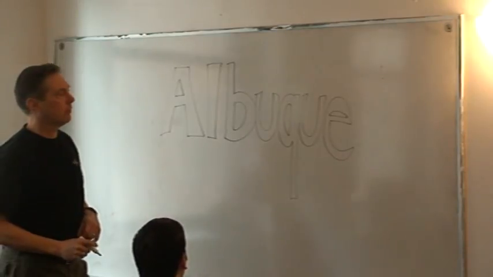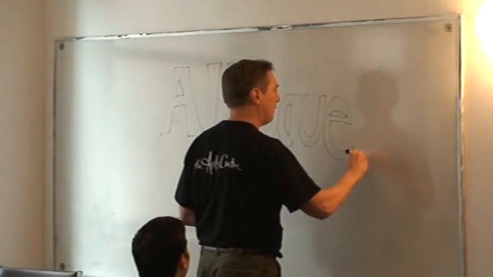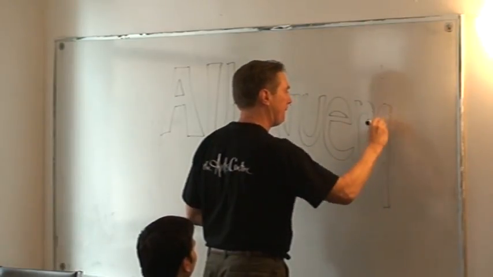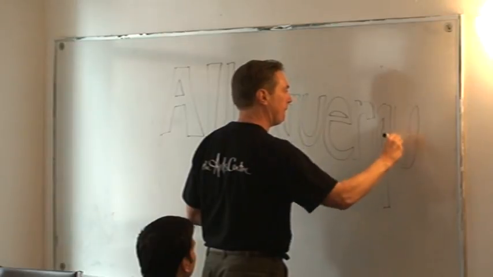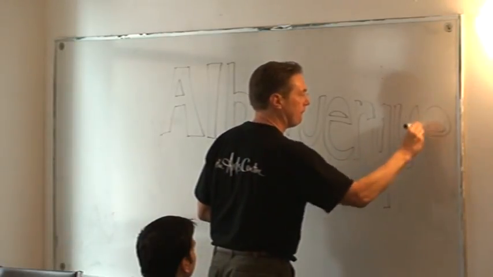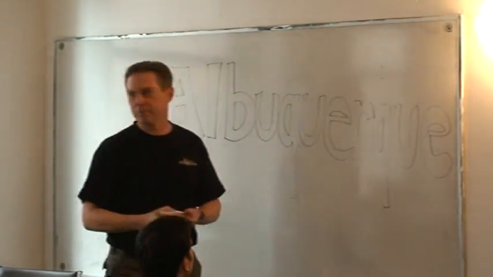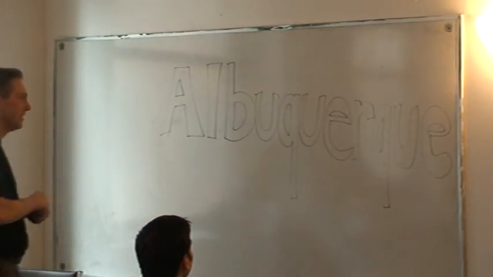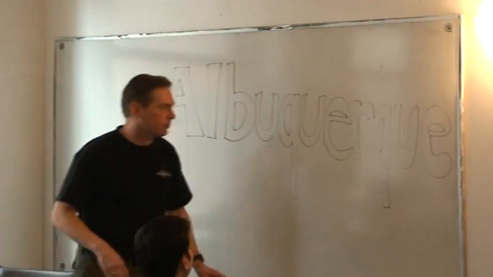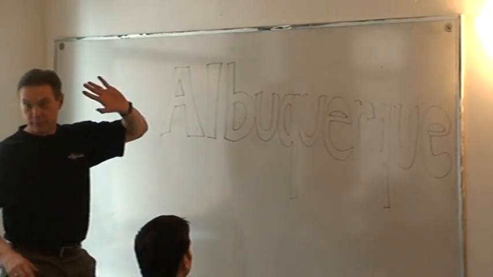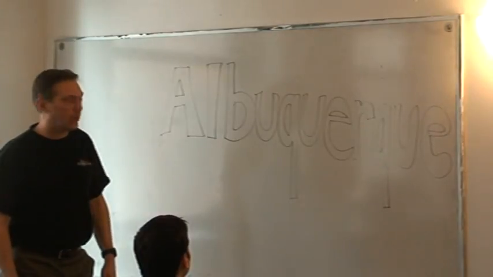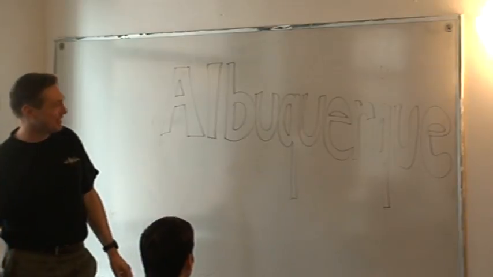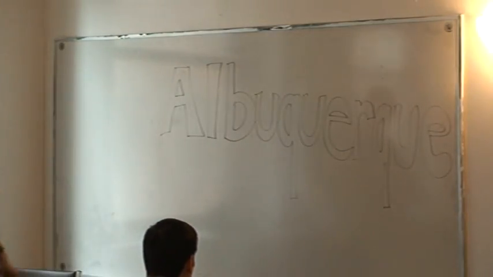Okay. So, you write it out in balloon letters. You get the right spelling, you write it out in balloon letters. How do I know this? This is one of the words I first learned how to spell. So I know Albuquerque really well.